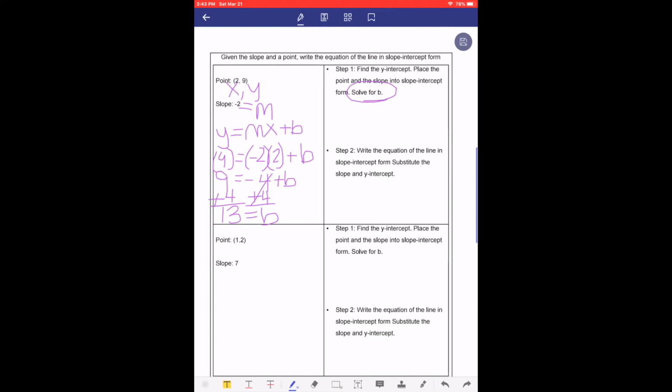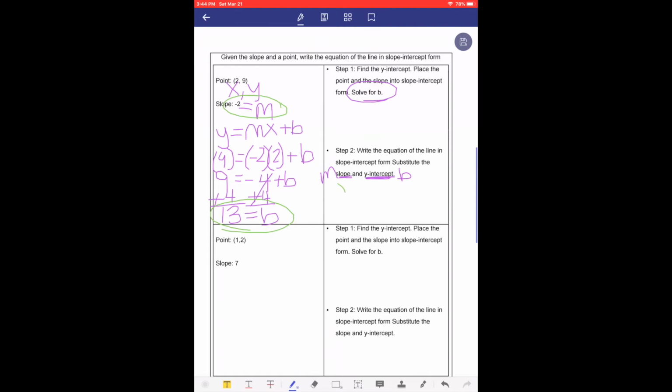Substitute the slope and y-intercept. So remember, your slope is the m, and the y-intercept is the b. So I'm looking for the slope and the y-intercept. My slope is m, that's negative 2. That was given to me. And the b was what we just found, that's the 13.